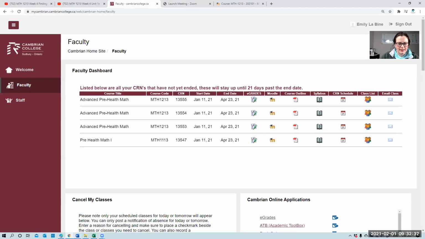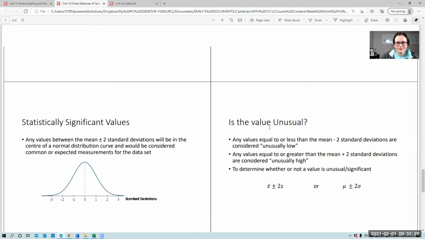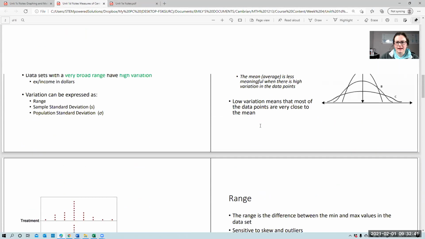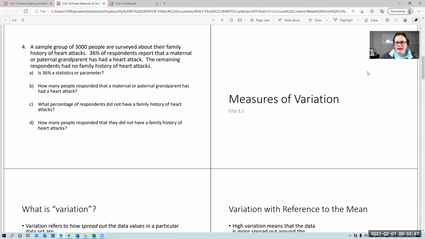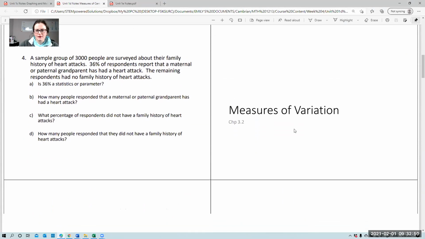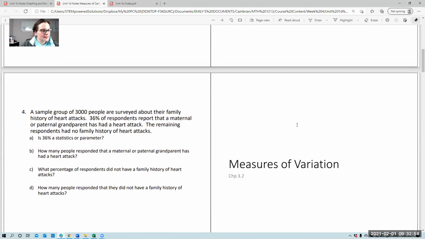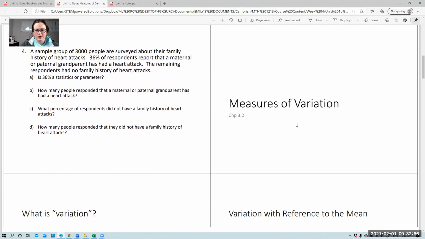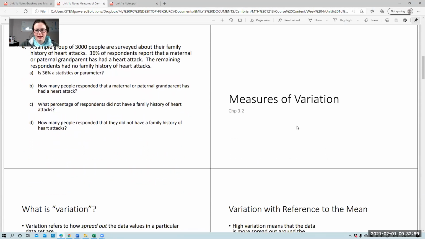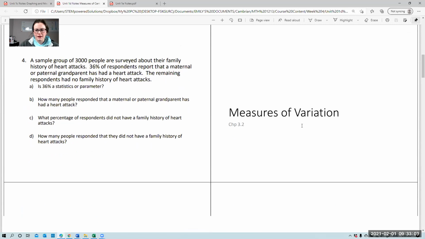So let's start off with today's notes. Today we're going to be looking at variation, whenever we have data that's more variable. This is chapter 3.2 in your textbook. If you want to read along, or do some supplementary readings, chapters 3.2 and 3.3 would supplement today's lecture. So we're talking about measures of variation.